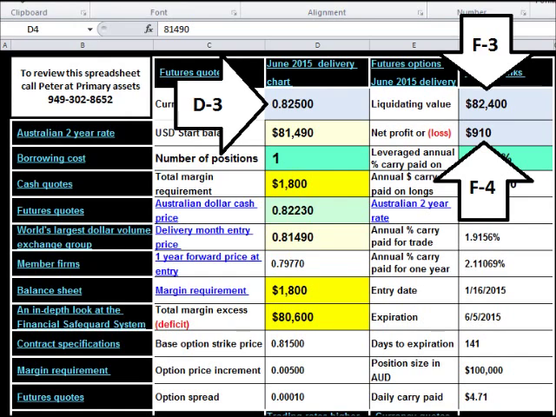Let's assume the trend continues, we capture the carry, and our position's called away at the call option that we wrote at 0.8250. In cell D3, enter 0.8250. The net profit after all fees, time values, bid-ask spreads, everything will show in cell F4 of $910. Liquidation value in F3, $82,400. Again, I'd like to remind you we're using zero leverage in this example.